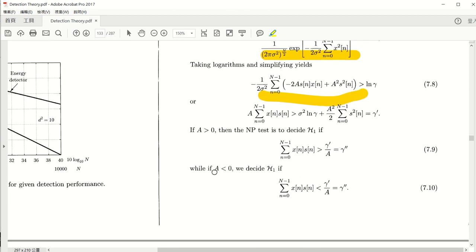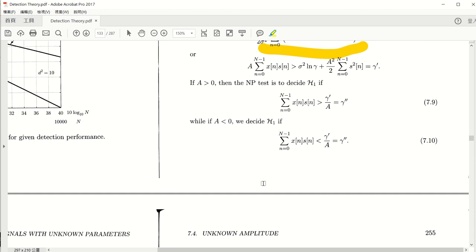Or if A is smaller than 0, then we will decide H1 if this, because when you divide something by a negative number, the sign changes. It goes from larger than to smaller than. So the summation of this whole thing is smaller than this, so we decide H1. So it changes the sign.